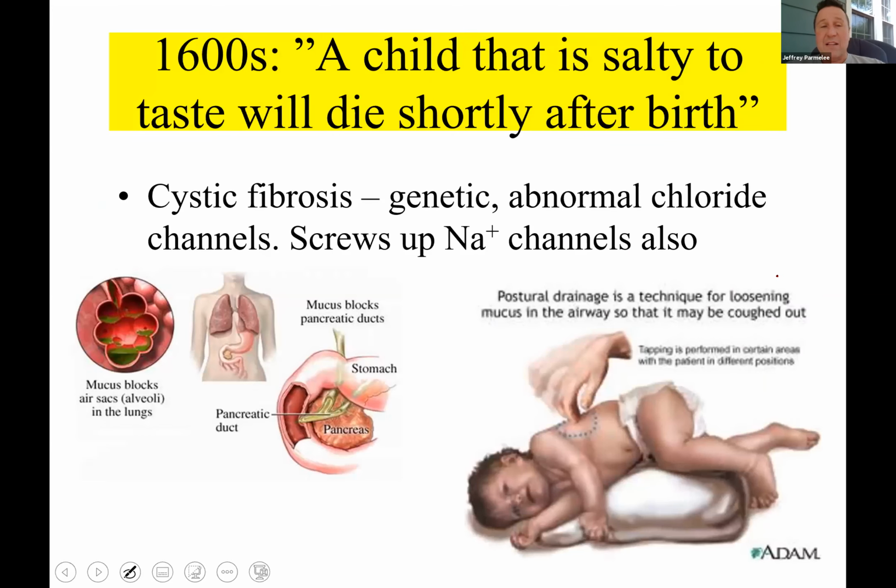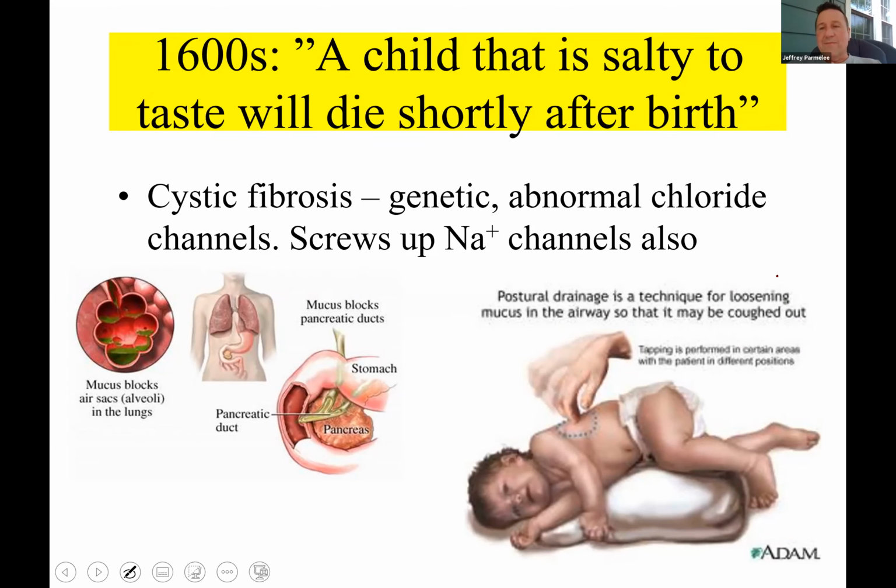All right, as another pathology, it was known even back in the 1600s that if a child's skin tasted salty, the child wasn't going to survive. Of course, they didn't know what was going on. They didn't know what DNA was back then. But now we know. That means you have a mutation, a genetic disease, where you don't make one of those proteins that pumps chloride and a little bit of sodium. So it's a salt issue.